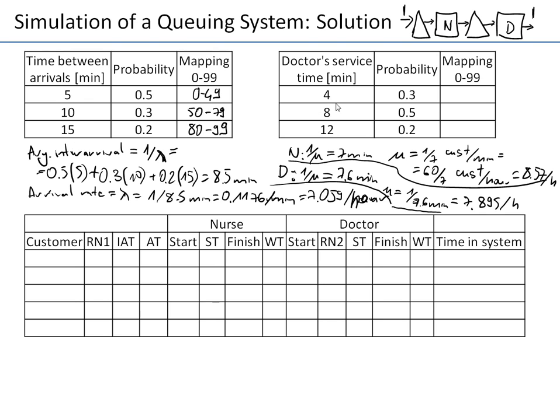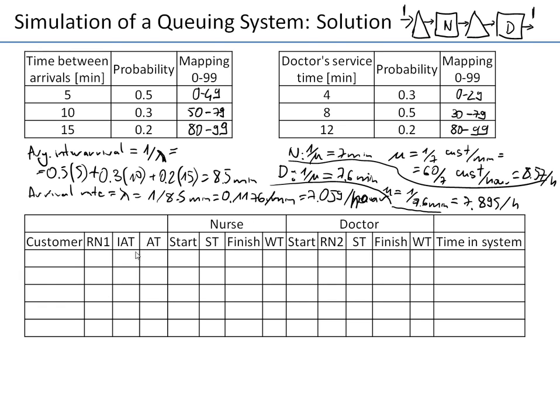We do the same thing for the doctor's service time. If I have a 30% chance for a 4-minute service time, I take 30 numbers, the first 30, which will be 0 to 29. Then I take the next 50 numbers, 30 till 79, and the last 20 numbers, again 80 till 99, are mapped to 12. So I have my random number mapping.